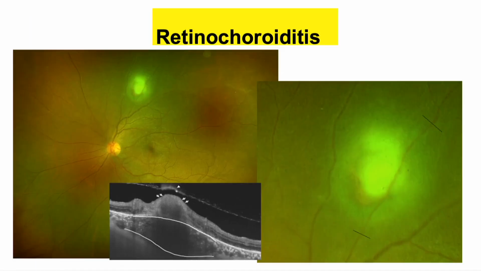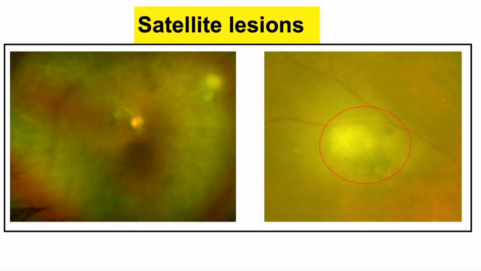Now, most of the time, Toxoplasma presents as retinochoroiditis. So this is one patient who presented with retinochoroiditis. You see the OCT, there is a full thickness retinitis, underlying choroidal hyporeflectivity and choroidal thickening, and a localized posterior hyaloid detachment. And you can see these rounded bodies, which are typical OCT findings in Toxoplasma retinochoroiditis. Also, toxo can present as satellite lesions.